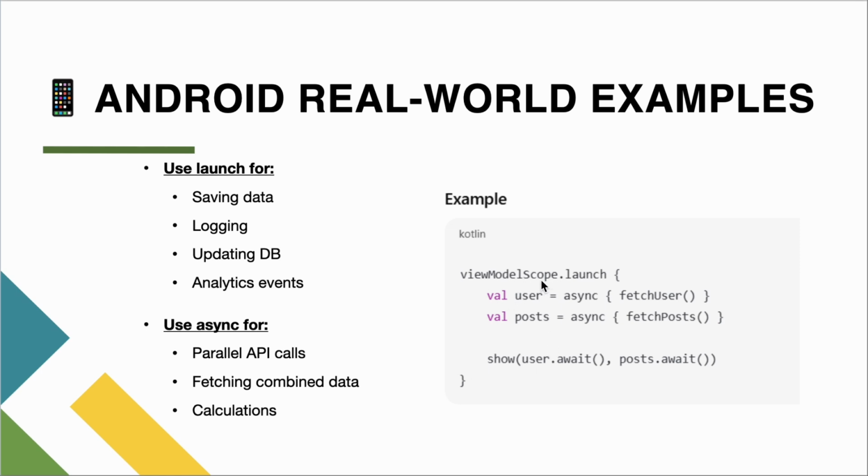For example, viewModelScope.launch, and then there are two API calls, user equals async and then fetchUser. So that's how you make an API call. You make use of async as a keyword, and inside the lambda you call the function. Then another call, post, where you are fetching the post. Now you want to show both of them together, so you use user.await and post.await. You are waiting for the result to come. Once the result arrives, you display it on the UI according to your use case. All right, so that's how it works.